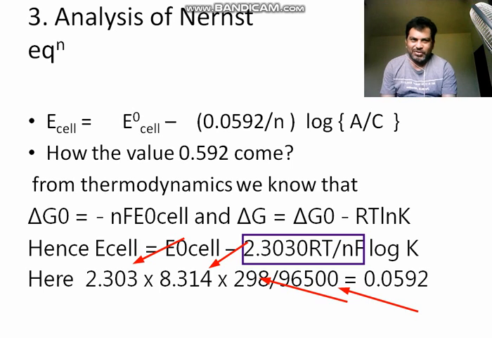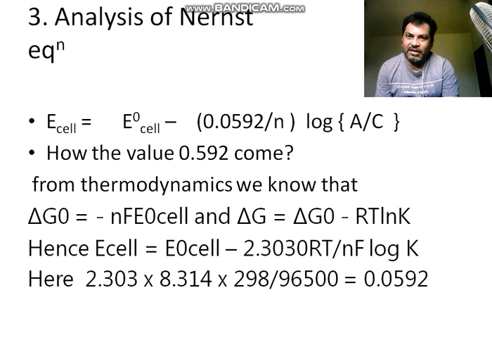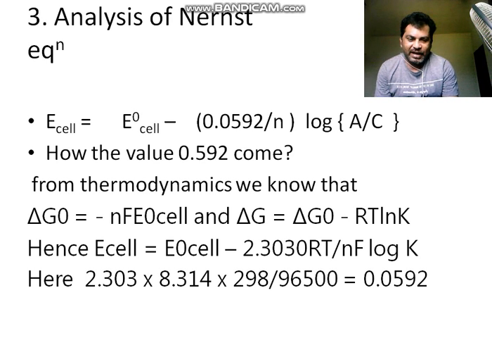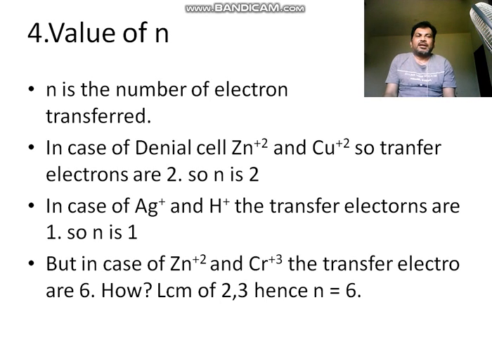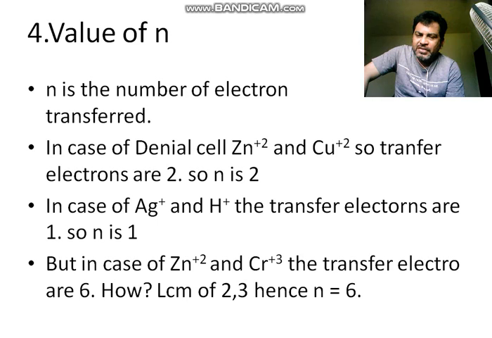So that is what we get, 0.0592. Okay, so I hope that you understand the analysis of the Nernst equation. This is the first part of the analysis. Now we are moving on to another. In the Nernst equation there is n. So what is n? n is nothing but the number of electrons transferred.